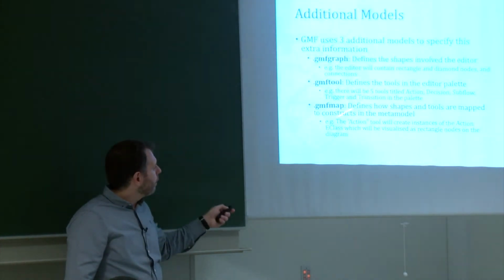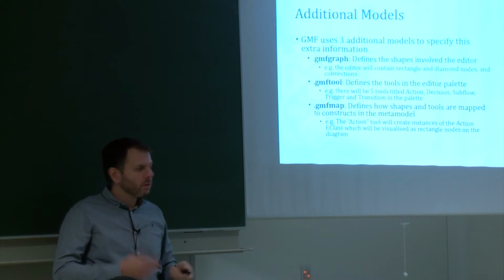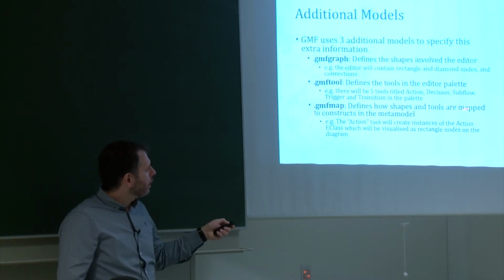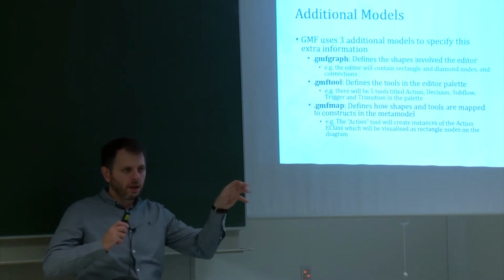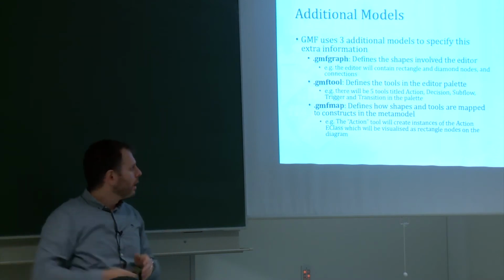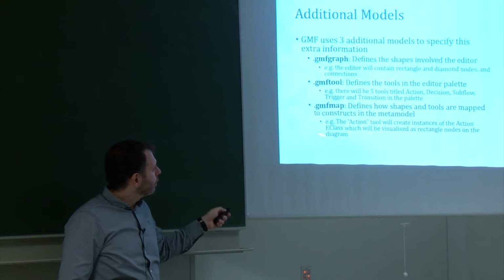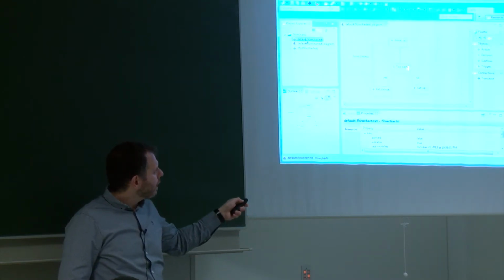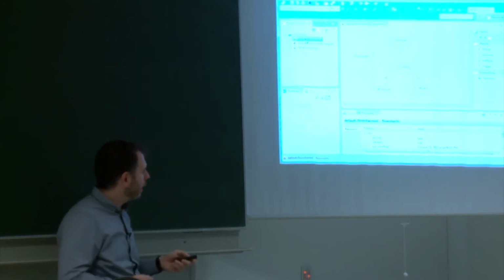And then finally, we have a GMF map model, which really maps graphical elements, so shapes that we created in our GMF graph model, with actual classes in our meta model. So it says that this nice rectangle actually maps to an action. And it also maps tools in the palette to E-classes, so that when we drag an instance of action, a new action is created in our editor.